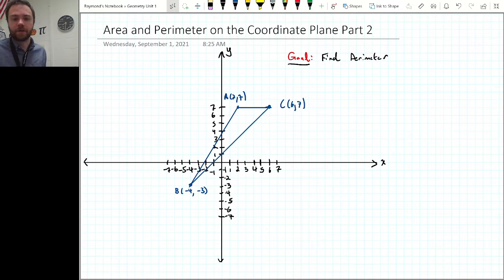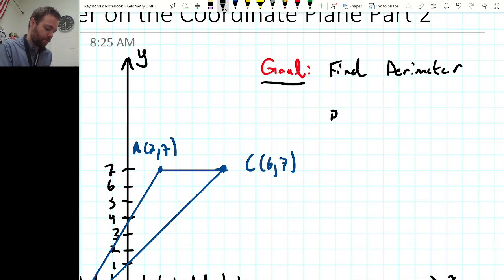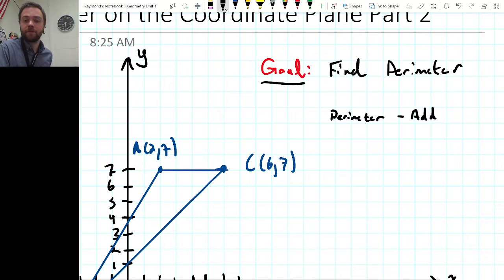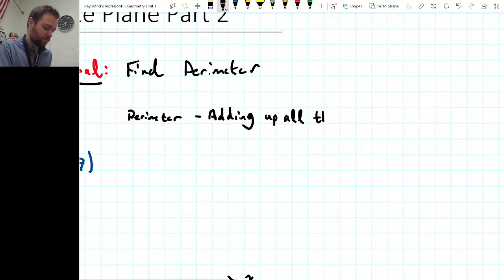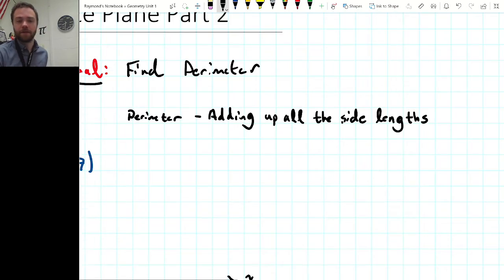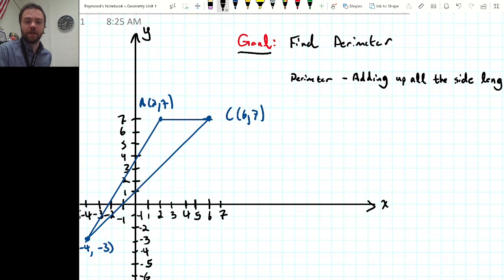Alright, so I'm going to do this video just to give a few more examples if I can, or at least one example of finding area and perimeter on the coordinate plane. So I've got this triangle here, and the goal of this entire thing is to find the perimeter. Now, perimeter is just adding up all the side lengths. So really, I just want to find all the distances to break it down, okay?